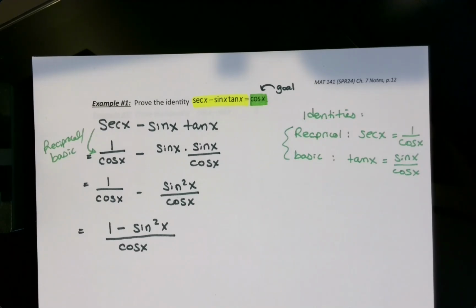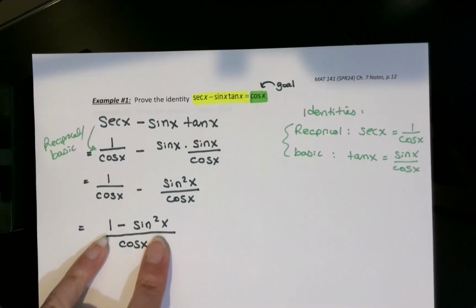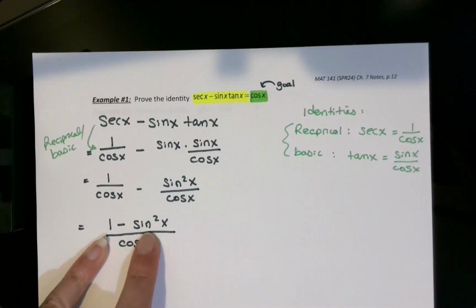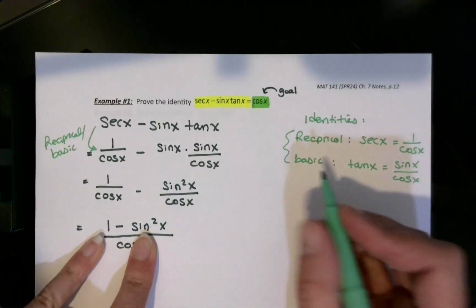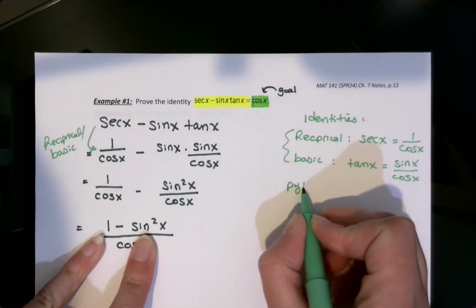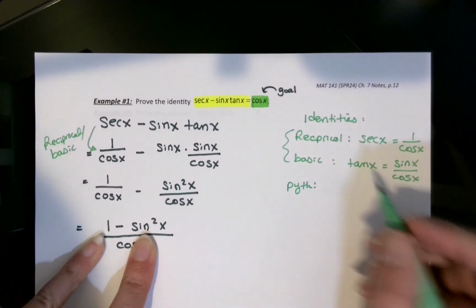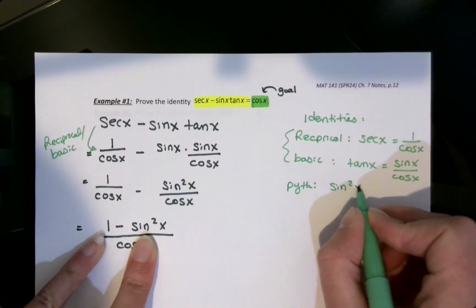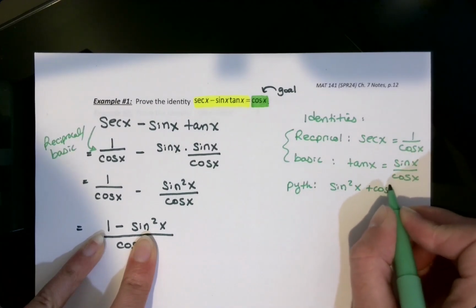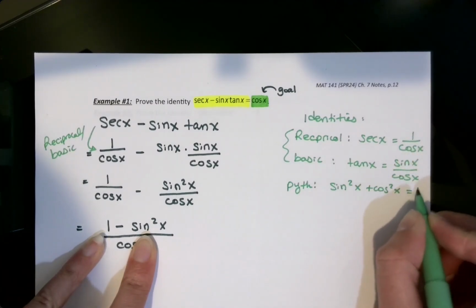I would definitely list in the list of identities that I'm using my next step right here. I've noticed that I've got a sine squared and I've noticed that I've got a 1. And so I'm thinking that those are going to work well together with one of the Pythagorean identities. And this one is sine squared x plus cosine squared x equals 1.